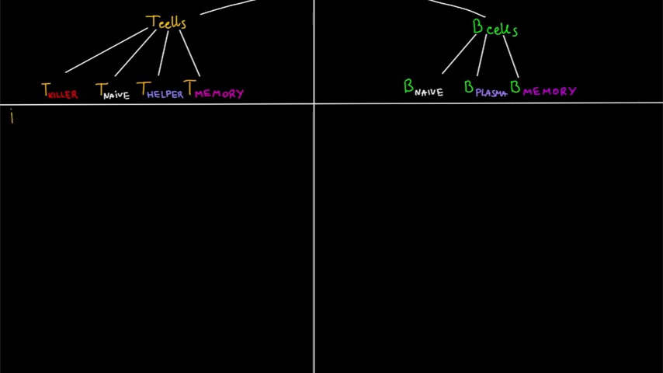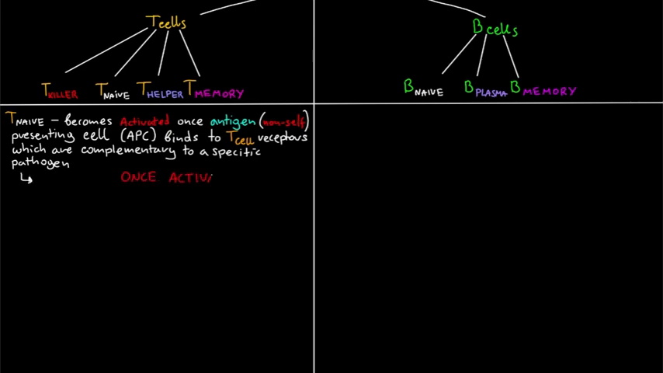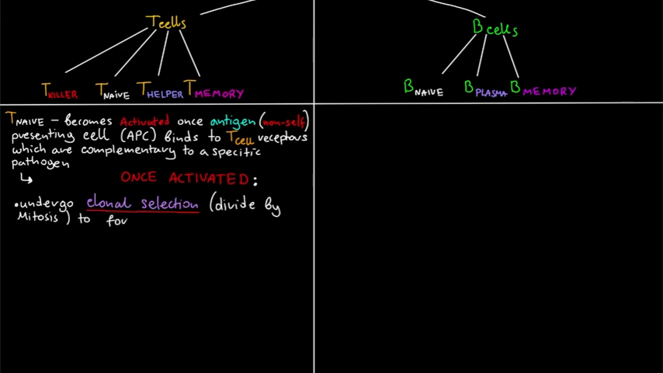T naive will become activated once the non-self antigen, which was presented from the APC, our antigen-presenting cell, binds to it. For example, it could be the pathogen itself or the macrophage, which engulfed the pathogen, digested it, and placed the antigen on its membrane with MHC. It will bind to the T naive cell's T cell receptors, which are complementary to a specific pathogen. Once our T naive cell is activated, it will undergo clonal selection, so basically divide by mitosis several times. This process will form two types of T cells, T helper and T memory cells.